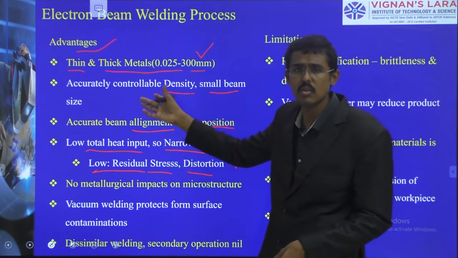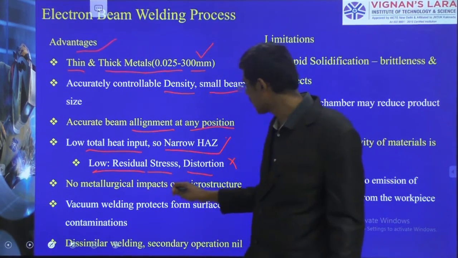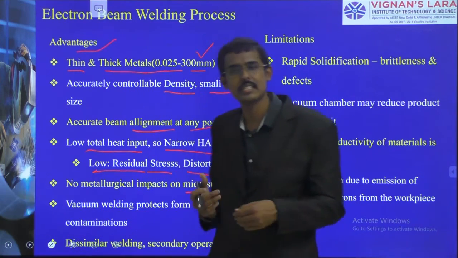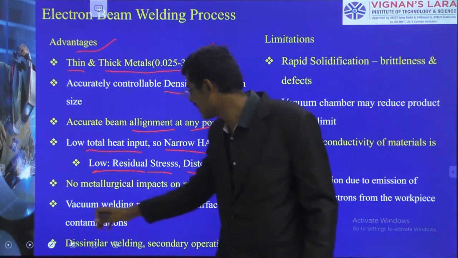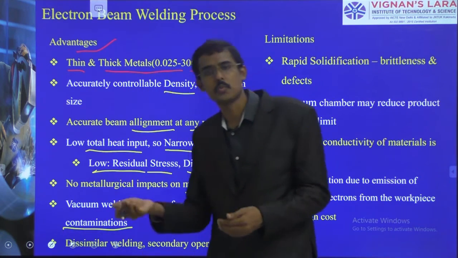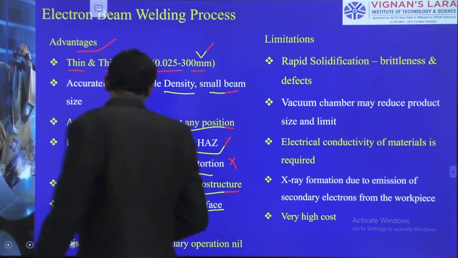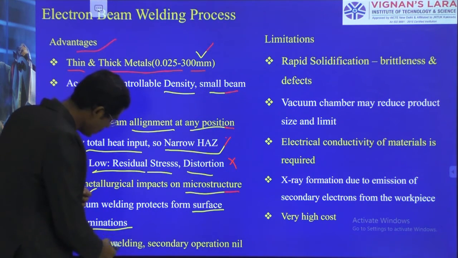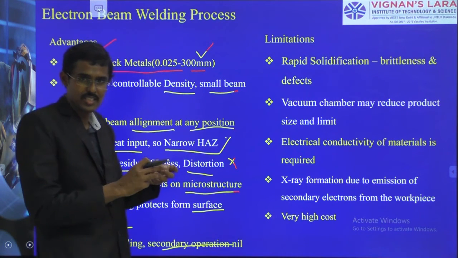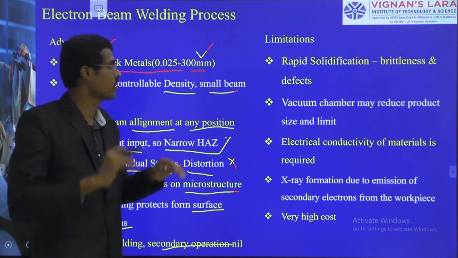So these are some of the very good advantages of electron beam welding. No distortions, no metallurgical impact on the microstructure. It means there is no martensitic formation and other changeovers do not occur. Vacuum welding protects from surface contamination. Atmospheric contamination is not there as we are using the vacuum. Dissimilar weldings can be done. And secondary operations are not needed, because there is no flux generated, there are no flashes, there is no removal of spatters, nothing else. Therefore secondary operations are not needed.